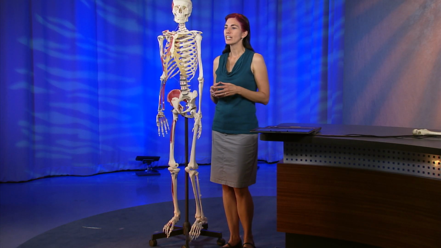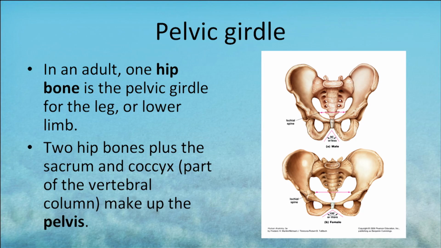On this picture here, you can see that the pelvic girdle consists of one hip bone, but adults actually have two, one for each side. So together they make up the pelvic girdle, so there's two hip bones.